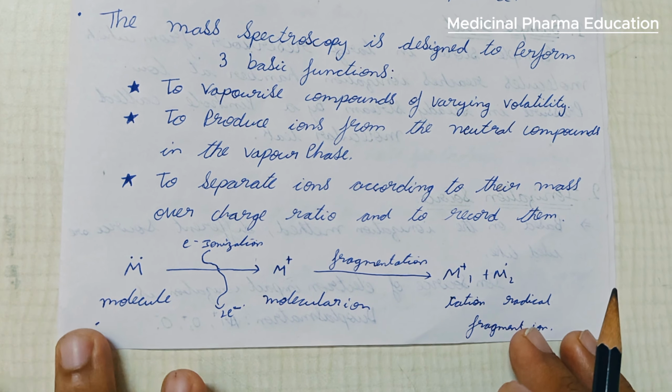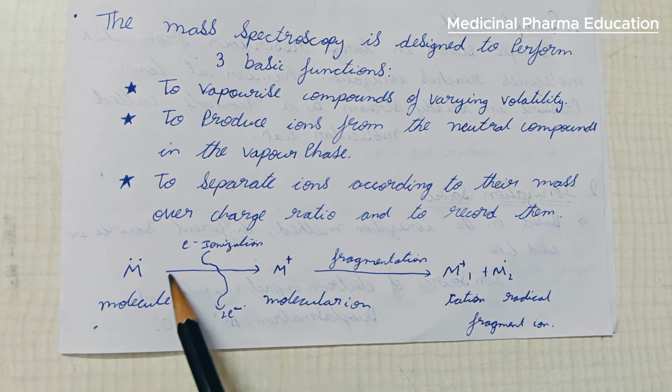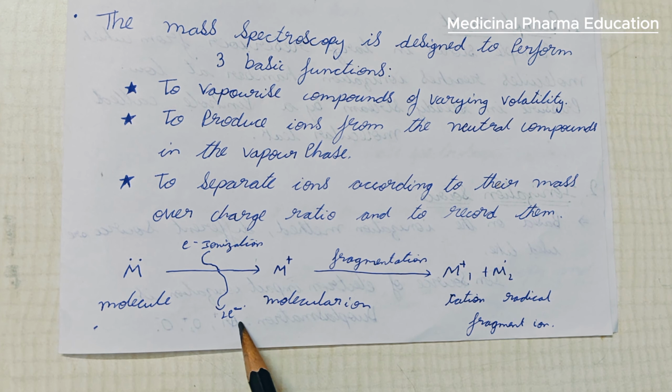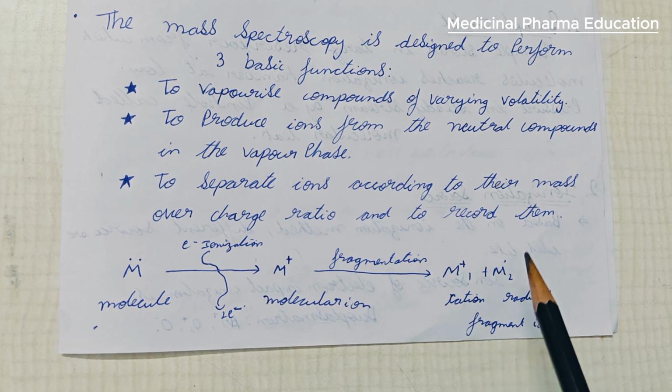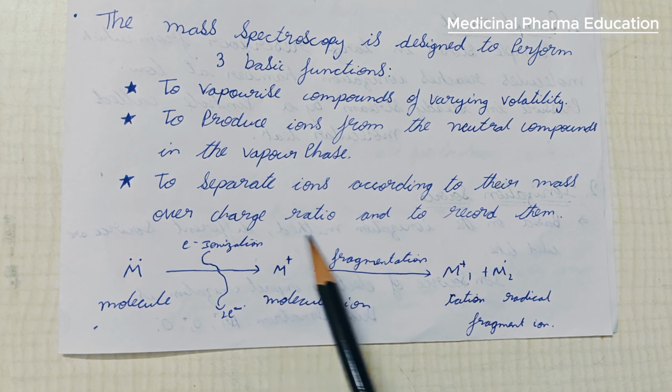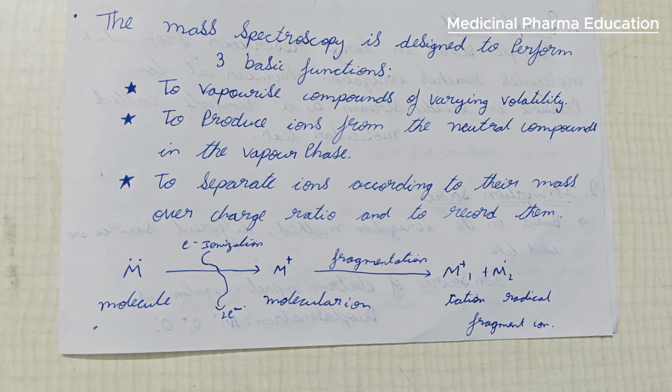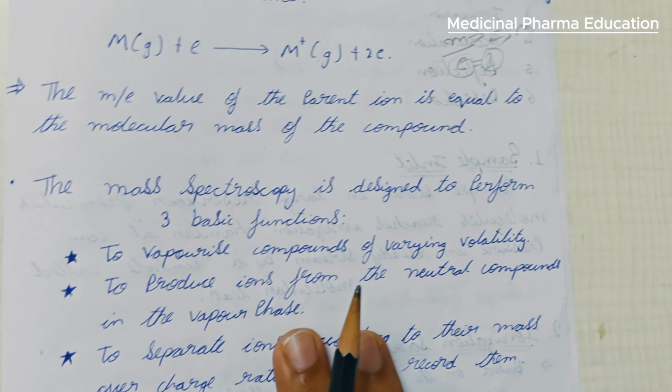How is it involved? First, the molecule is present. Through ionization, we remove electrons and convert it into a positive charge. These are called molecular ions. Then, through fragmentation, we break the molecule into many parts. Then M1 and M2 radicals, cations and radicals are formed. These are used to analyze the compound, and they are arranged according to their mass to charge ratio, and we record them. Recording produces a spectrum, and the spectrum is used to identify the compound. This is the basic principle and theory involved in mass spectroscopy.